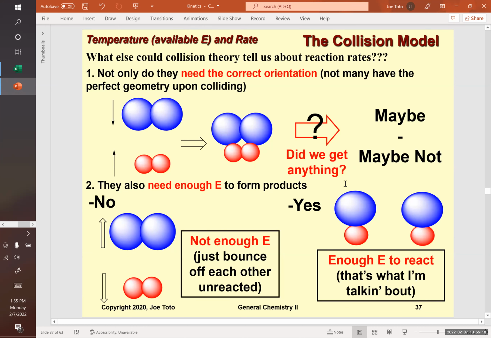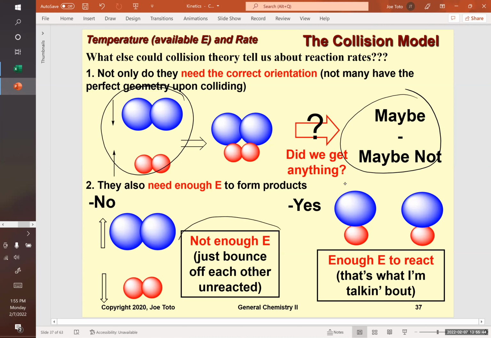All right, so what else can we understand from this very visual and relatively simple theory or model of collisions? Again, we go back. They collide. Do they react? Maybe, maybe not. Well, what does that depend on? Arrhenius was thinking about this, and he said, well, maybe when they collide and they don't react, they just don't have enough energy. So the question is, why do they need energy to react? Where's that energy going?